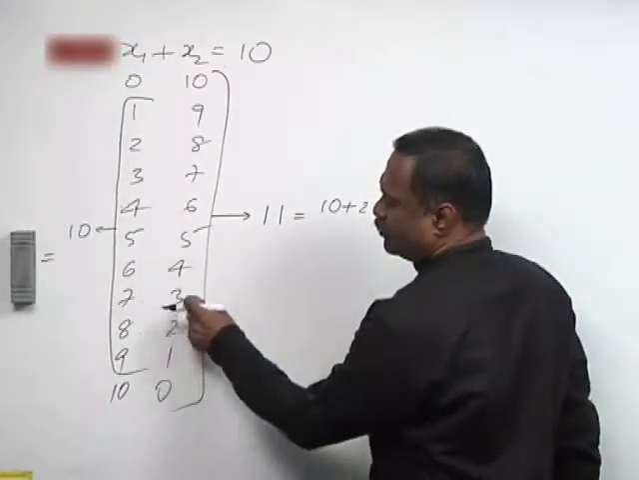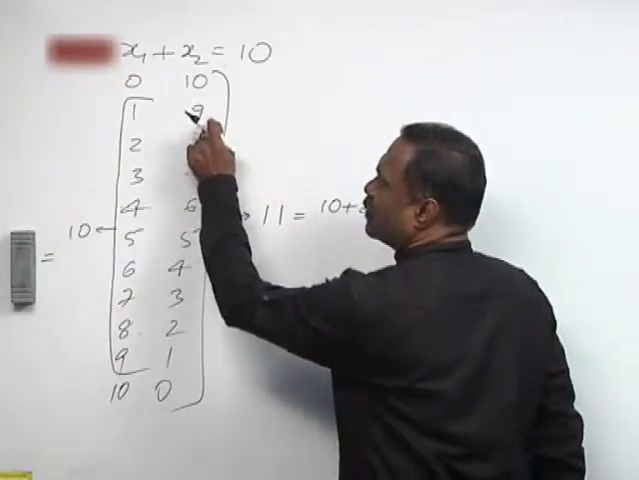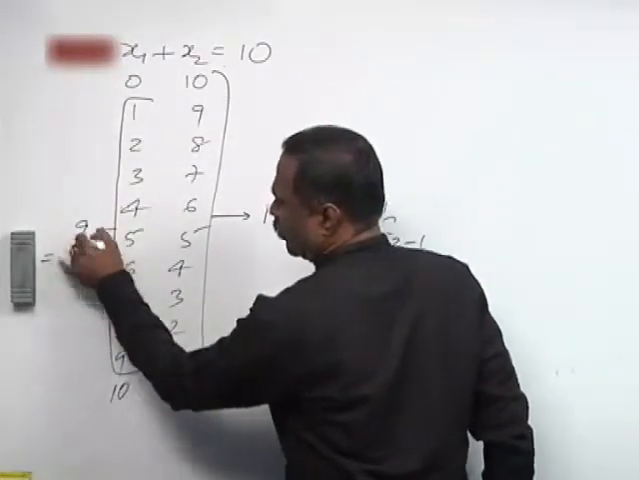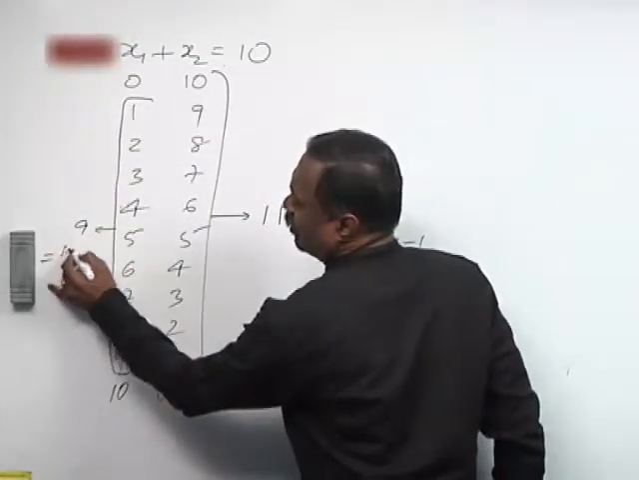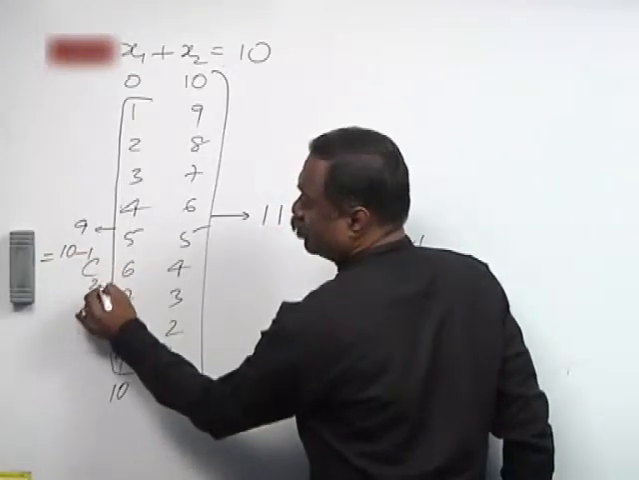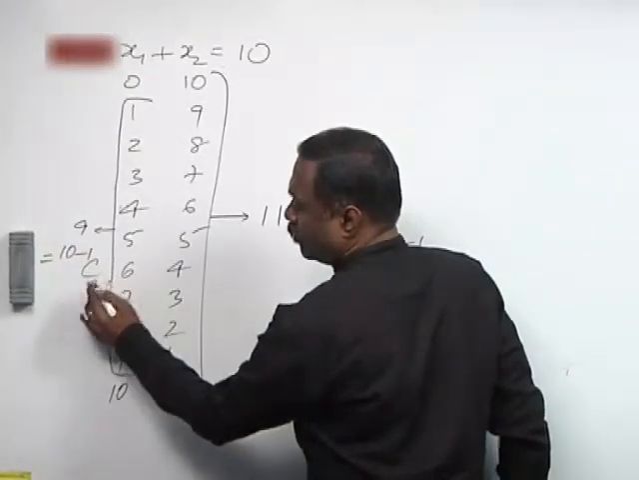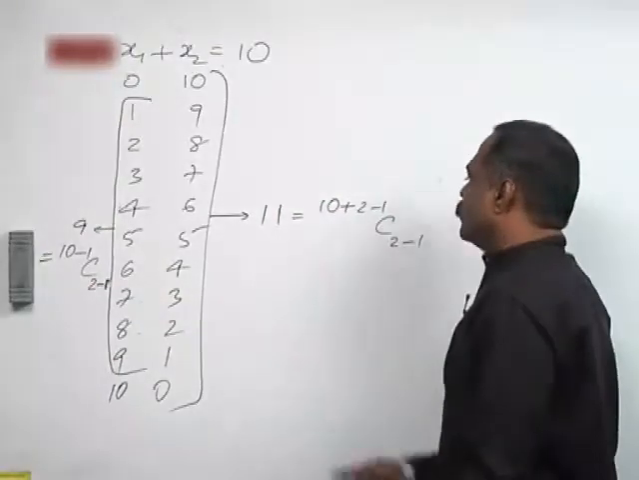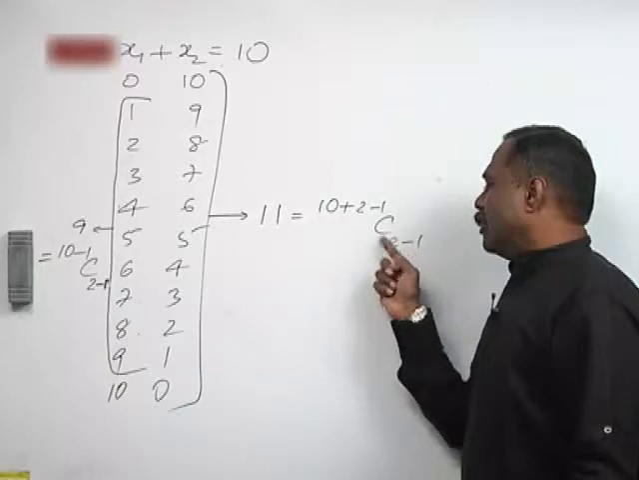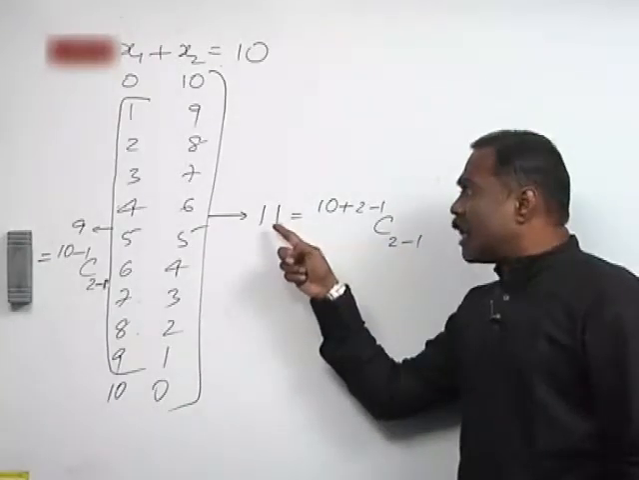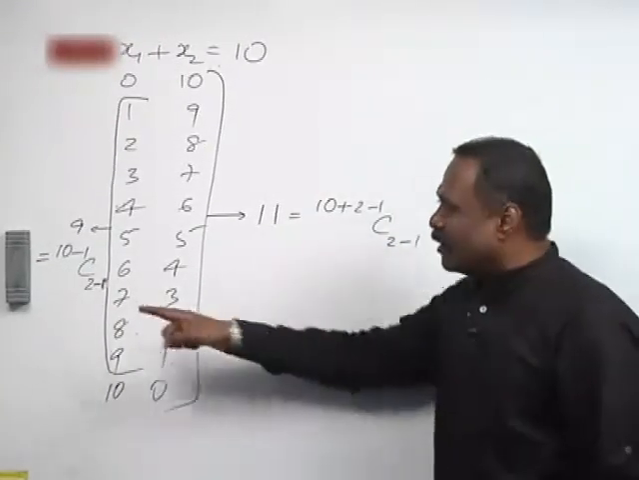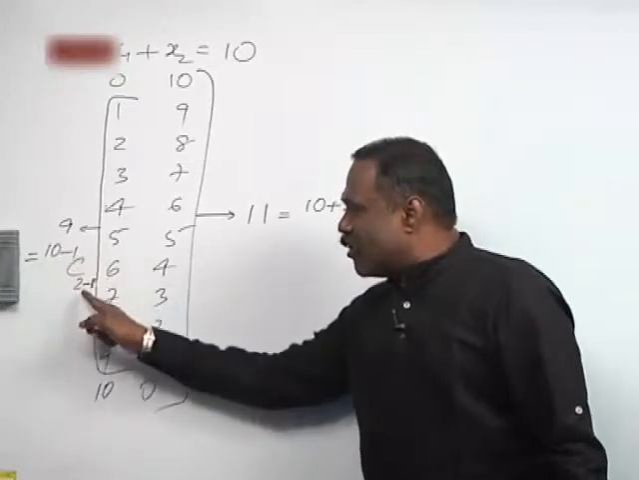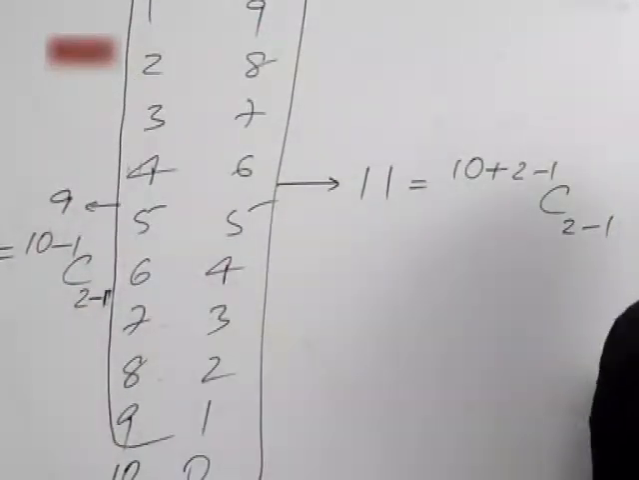Count this: 1, 2, 3, 4, 5, 6, 7, 8, 9 are there. Not 10, 9 are there. So I'll write this in this way: 10 minus 1 C 2 minus 1. Understand it carefully. This is 12 minus 1, 11. 11 C1 is nothing but 11 only. And here 10 minus 1, 9 C1 is nothing but 9 only.